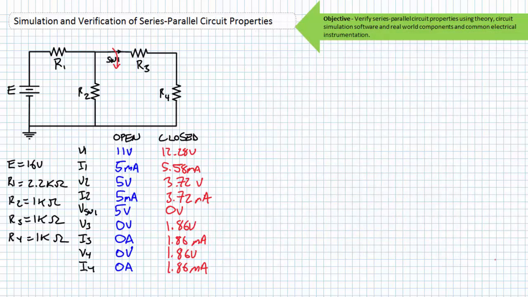The tasks we intended to accomplish are complete. First, we use circuit theory to calculate expected values. Second, we use a circuit simulator to simulate expected values. Finally, we built the circuit using real-world components and observed and verified our expectations.